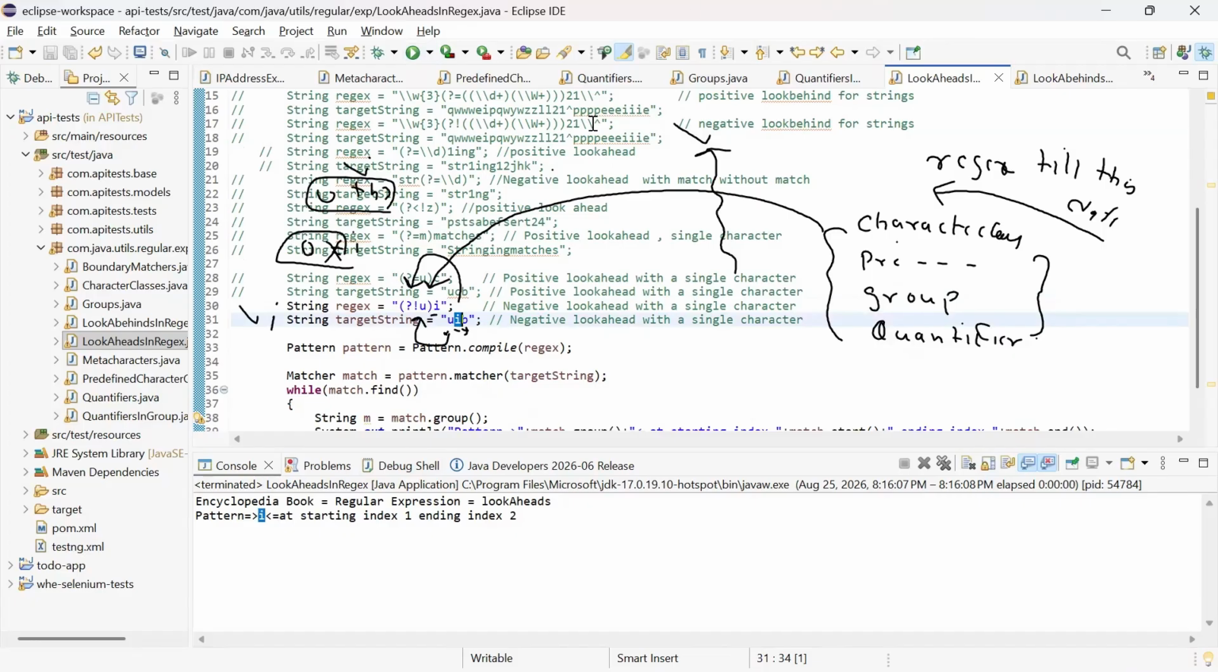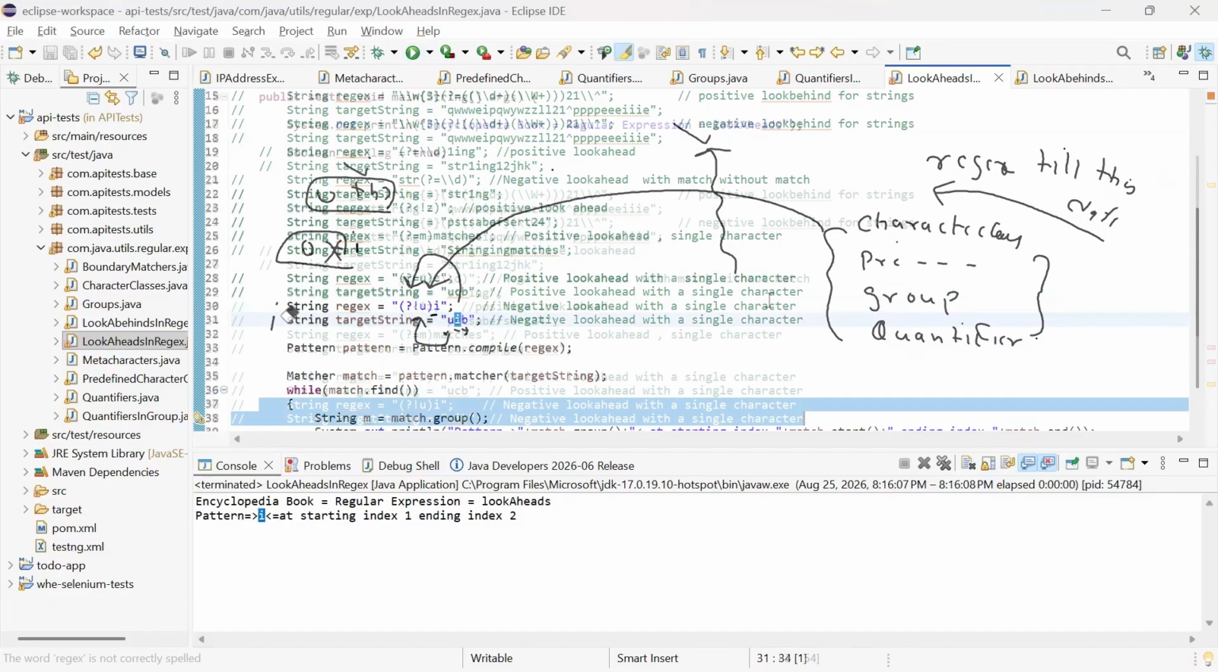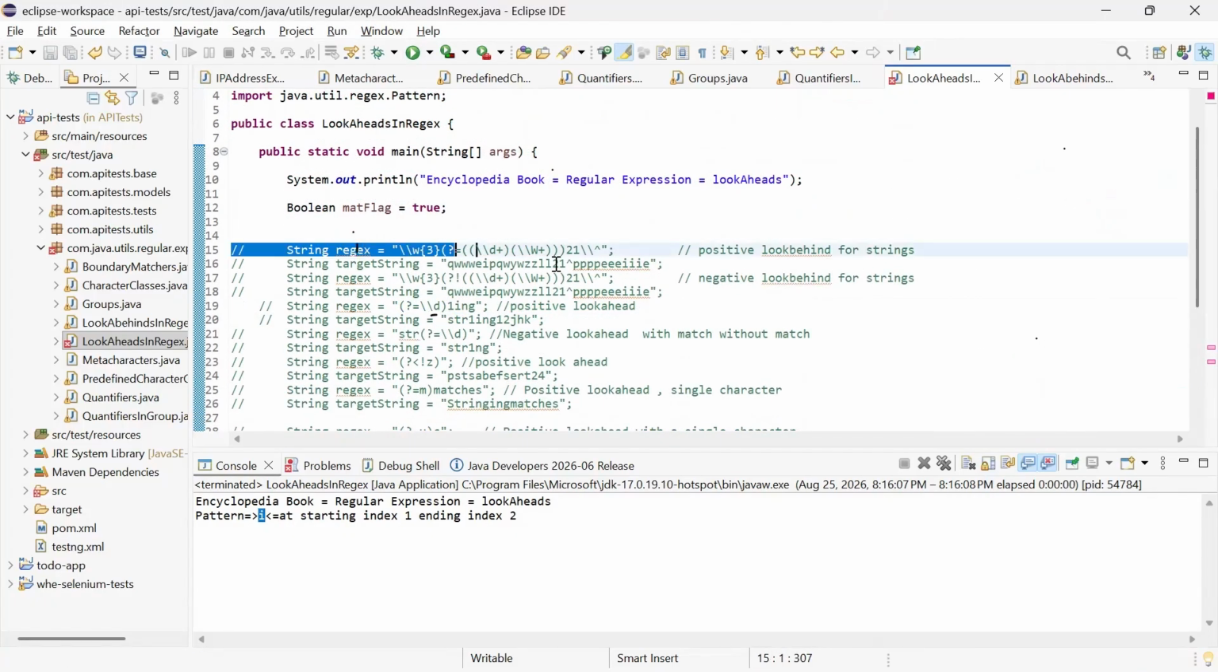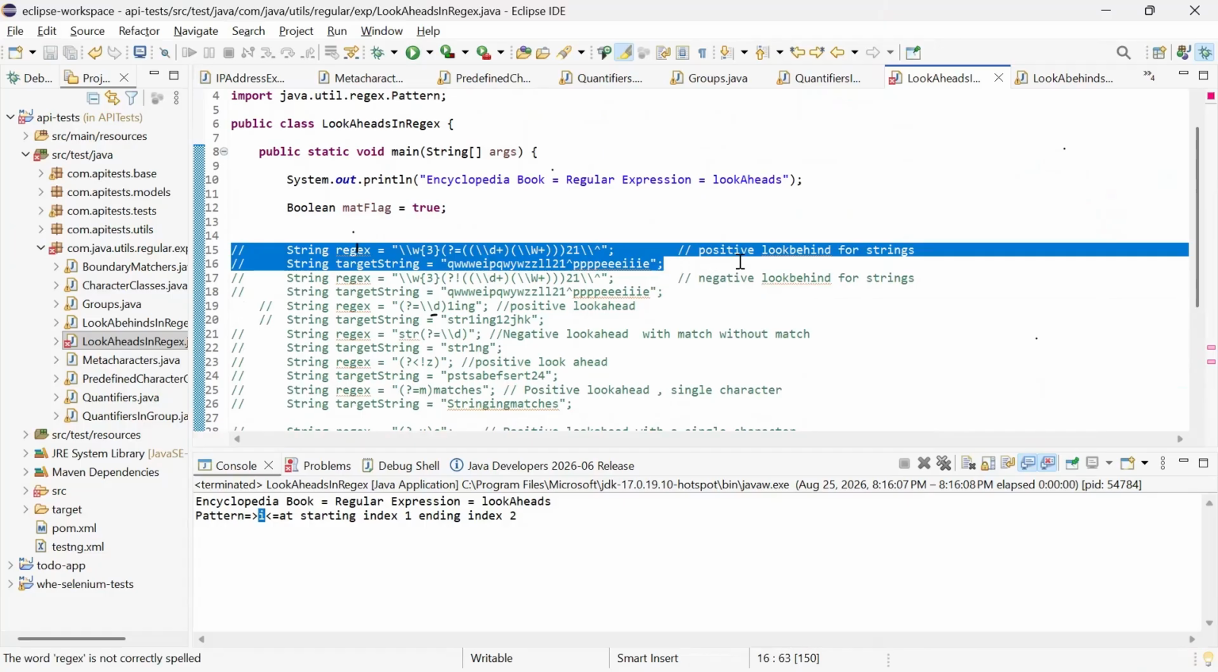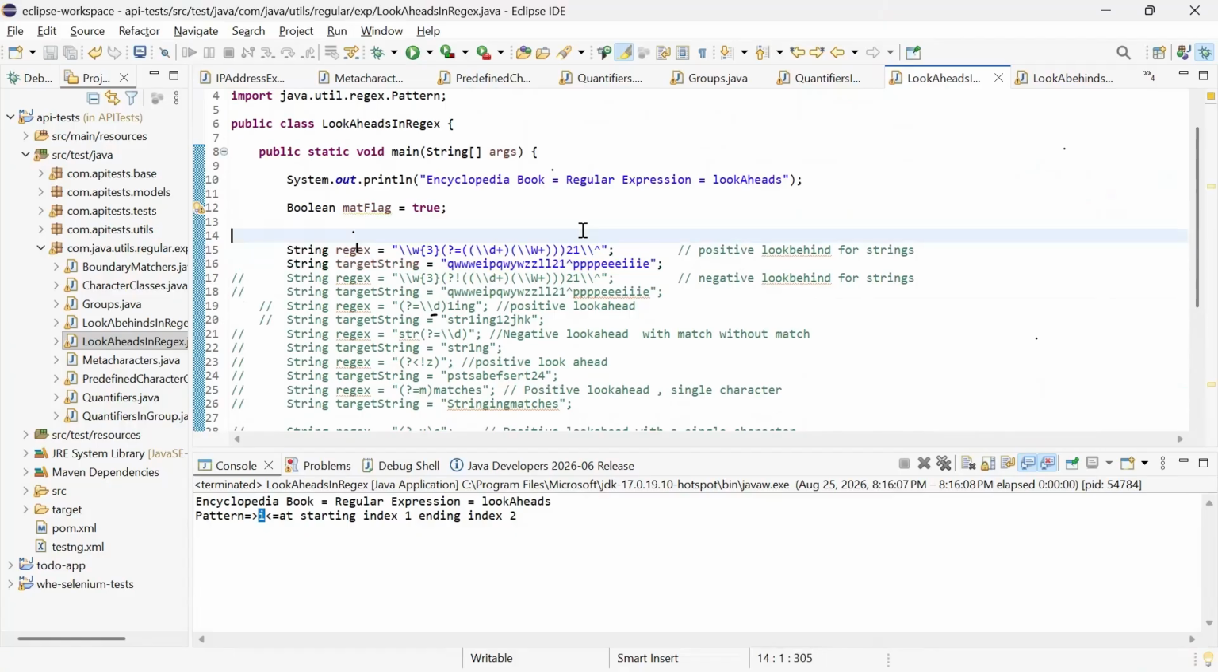So this is the context of the negative lookahead. Now for the positive lookahead, I'll just save it, and it is a positive lookahead.